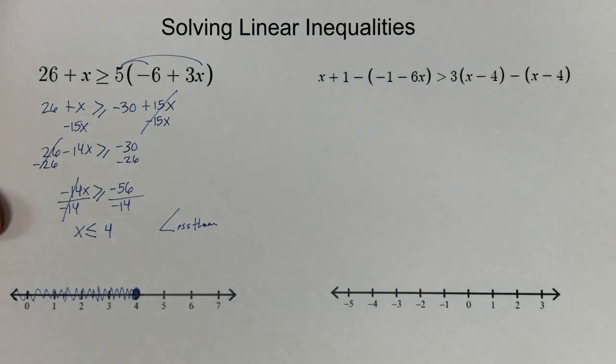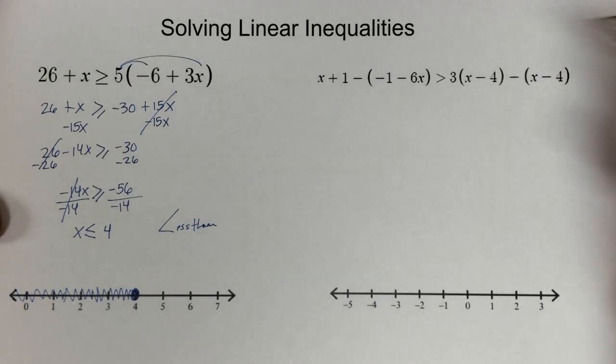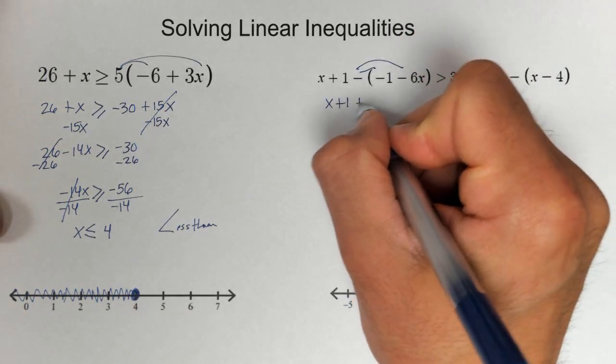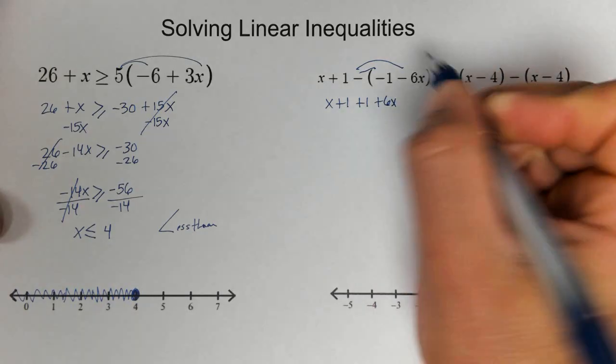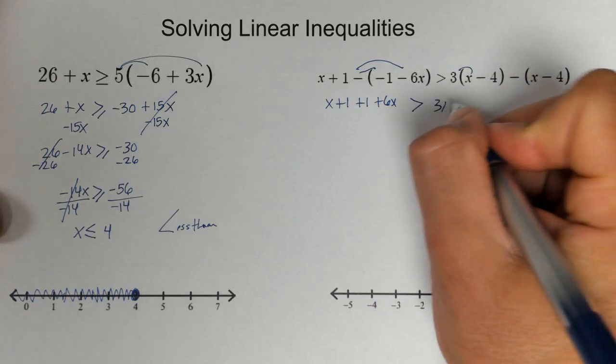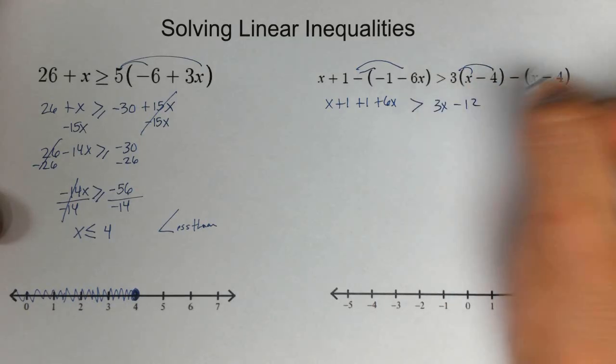It's still linear. There's no quadratics, there's no cubics, there's no other symbols. It's just a little bit more elaborate, right? We're just going to do a little bit more algebra to get there. Distribute x plus 1, positive 1, positive 6x, right? The signs change. Greater than 3x minus 12.